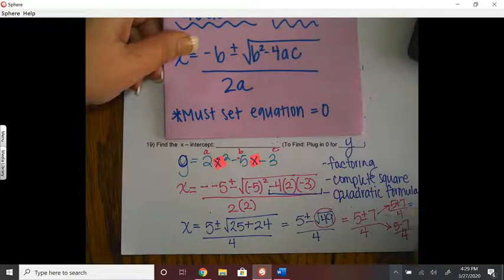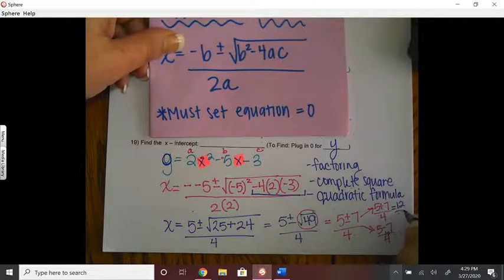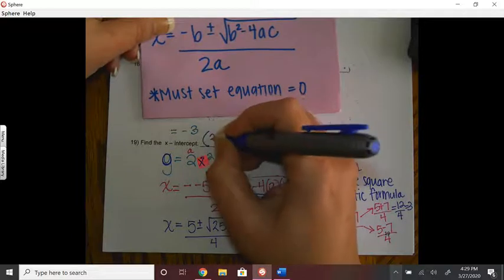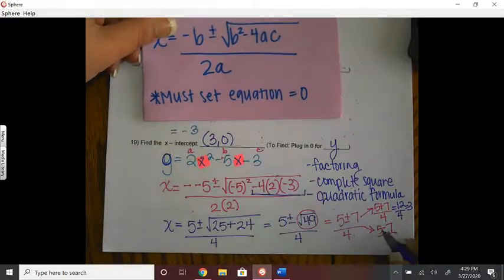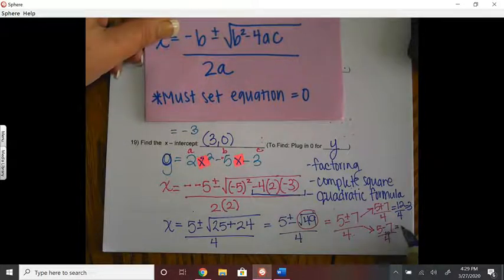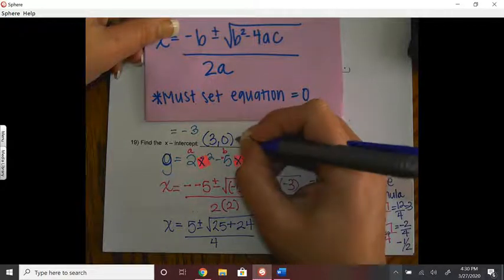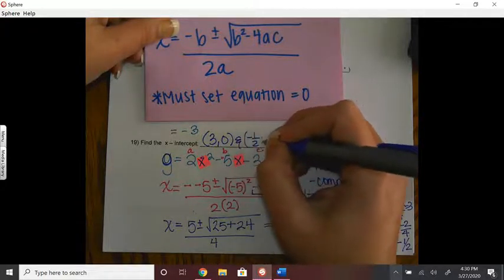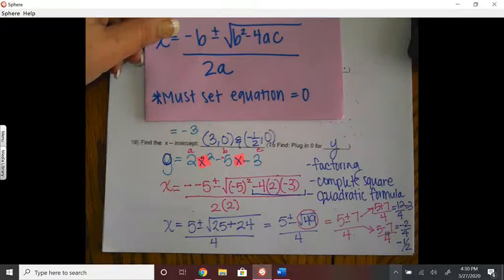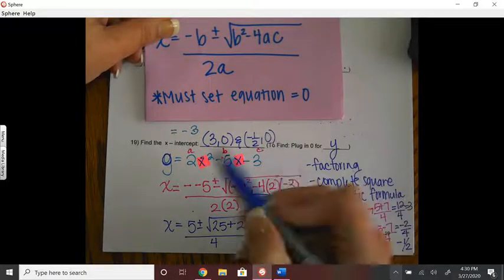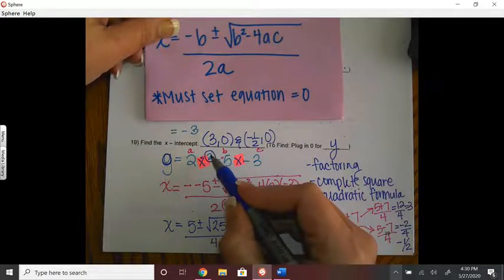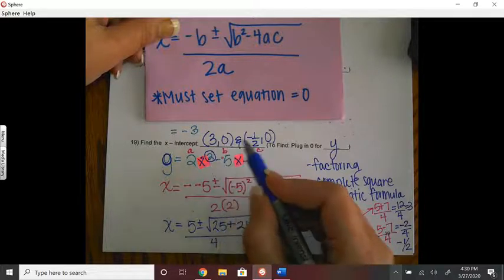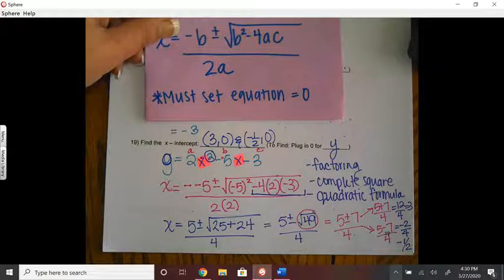So we'd have 12 over 4, which is 3. So one of our x-intercepts is 3, 0. And then 5 minus 7 is negative 2, and negative 2 over 4 is just negative 1/2. So we have our x-intercepts. Now remember, whatever the exponent is, the highest exponent tells you at most how many x-intercepts you can have.